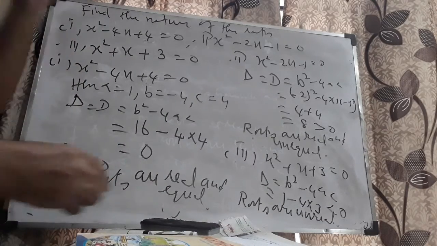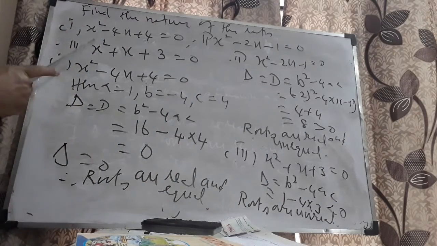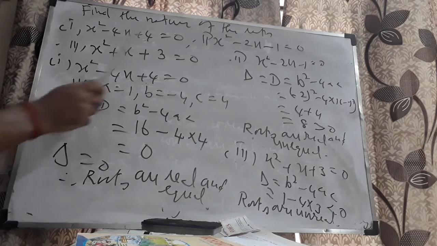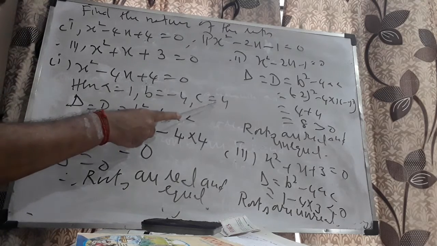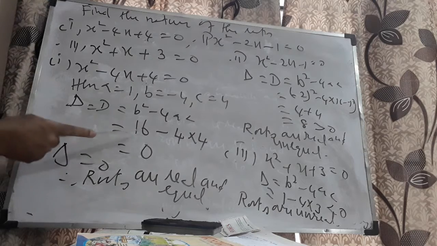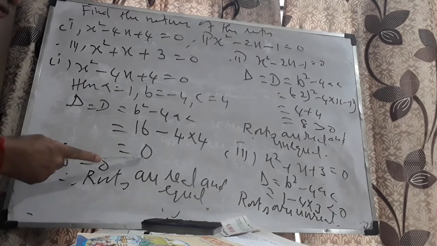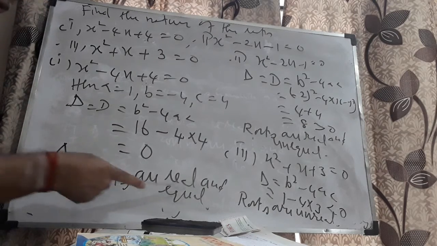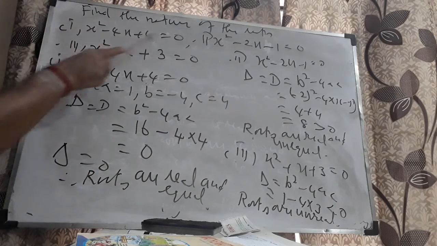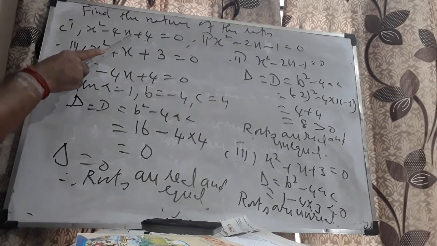Let me just check all the three once again. x square minus 4x plus 4 is equal to 0. a is 1, b is minus 4, c is 4. b square minus 4ac is 16 minus 4 into 1 into 4, which is 0. Therefore, delta is equal to 0. Roots are real and equal. In fact, this is a perfect square, x minus 2 whole square, therefore roots will be equal.